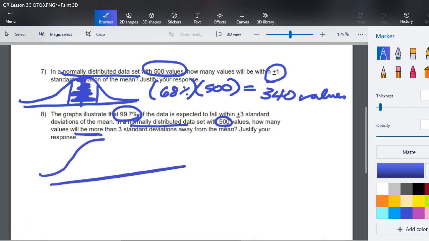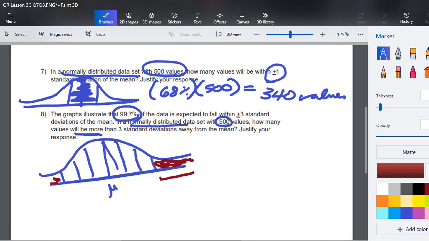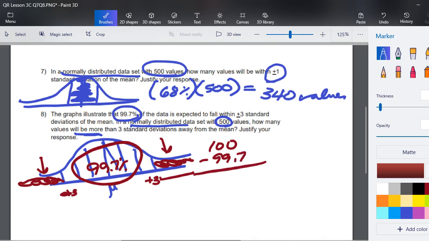Again, I like to draw. When I draw the normal distribution, 1, 2, 3, 1, 2, 3 standard deviations away from the mean, they don't want to know how many data values are contained underneath those curves. They're asking how many are going to be more than 3 standard deviations away. So if this is the minus 3 and plus 3, we're looking at how many data pieces are in the exterior, the extremes. If this region is 99.7%, let's find out what we get if we remove that part and we're just left over with those extremes.